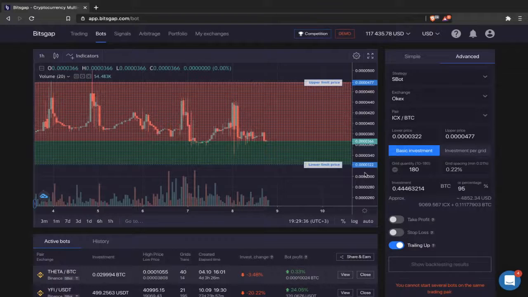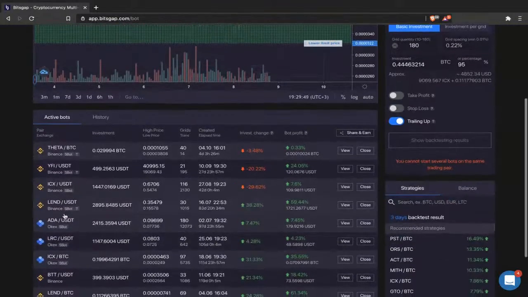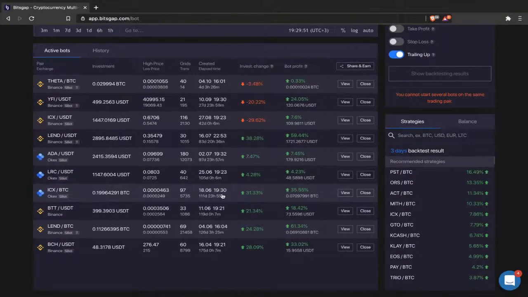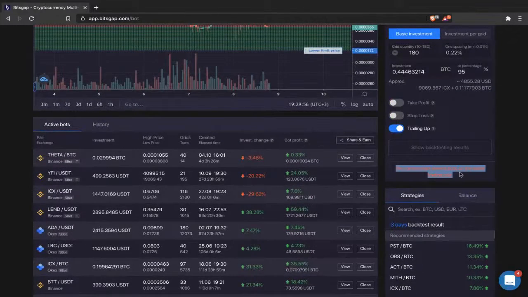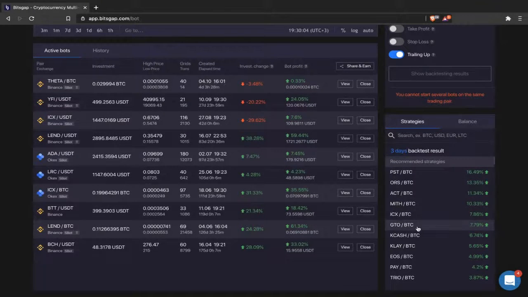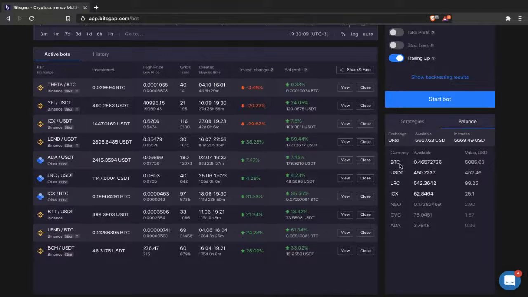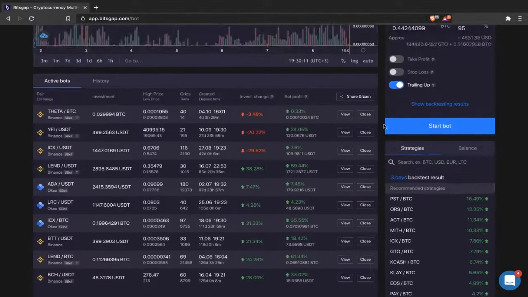So the more grid levels you want, the more investment is required, all right? So let's say I want to, actually I have ICX trading to Bitcoin at OKEx already. So maybe we should use another one, because if I have already launched the bot, then I'm not able to launch another one on the same cryptocurrency. So let's switch to GTO trading to Bitcoin, and let's make sure that on the balance we have enough of the Bitcoins. Yeah, well, clearly we have enough.